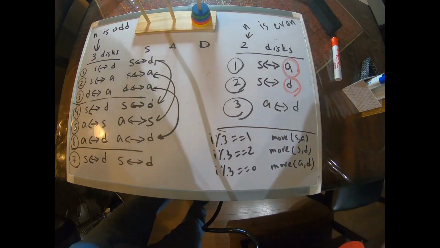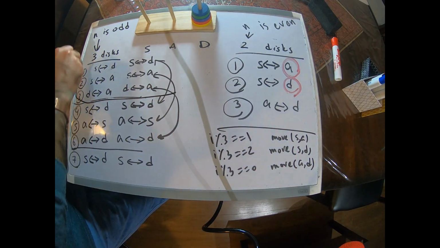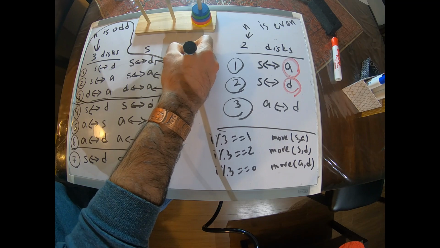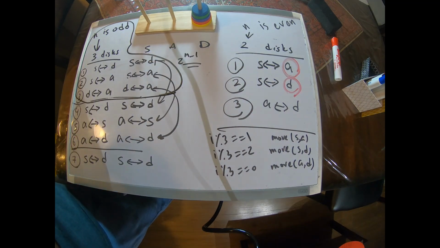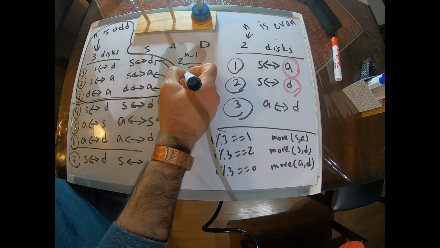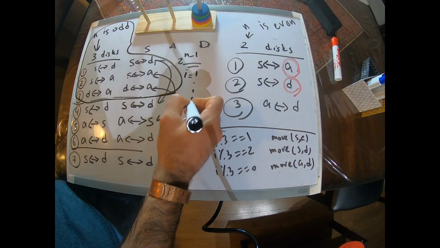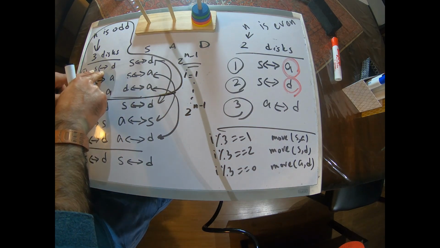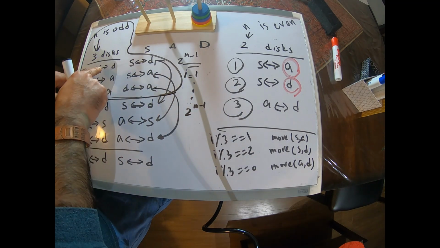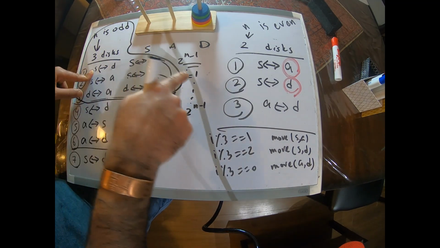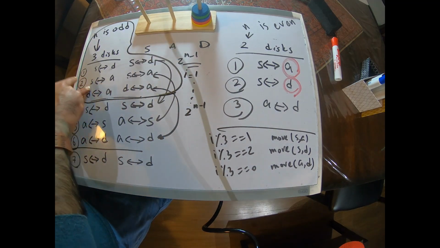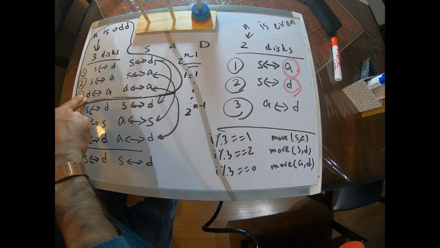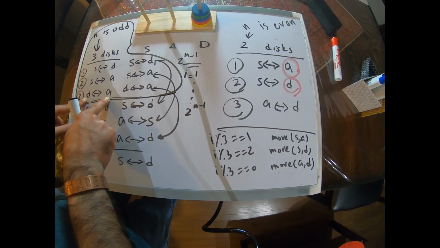So we saw that if n is odd, we know that we're going to have 2 to the power n minus 1 moves, right? And we count the moves, right? So i is going to go from 1 to 2^n minus 1. If i mod 3 is equal to 1, the first move has to be the legal move between source and destination. If i mod 3 is equal to 2, the move has to be between source and auxiliary. If i mod 3 is equal to 0, the move has to be between destination and auxiliary.